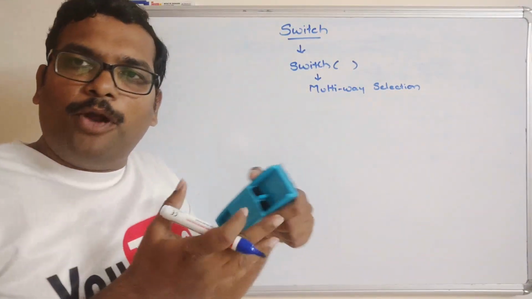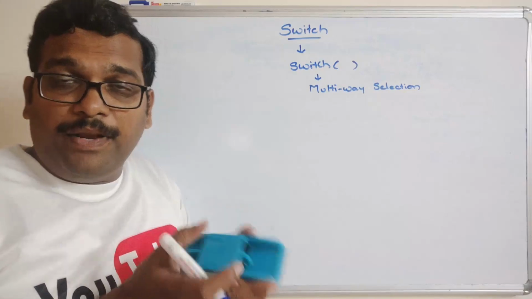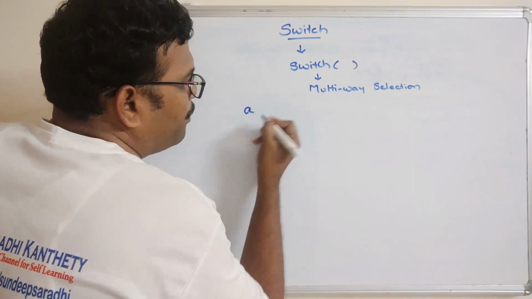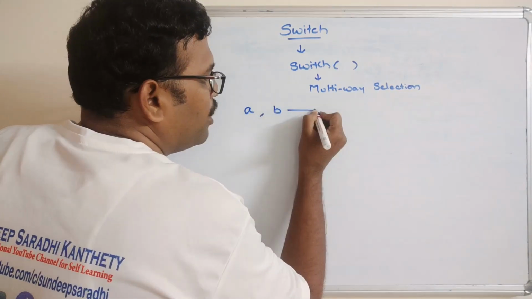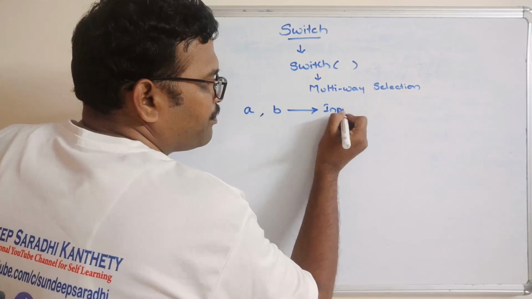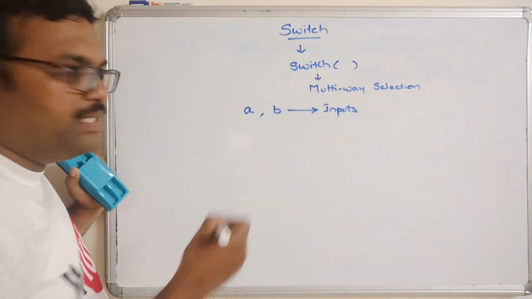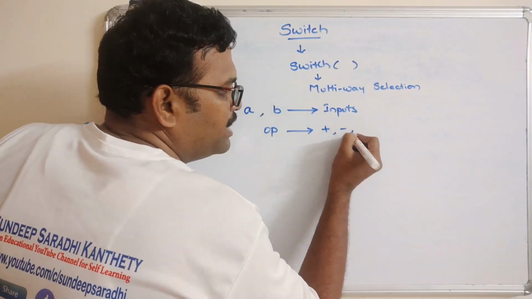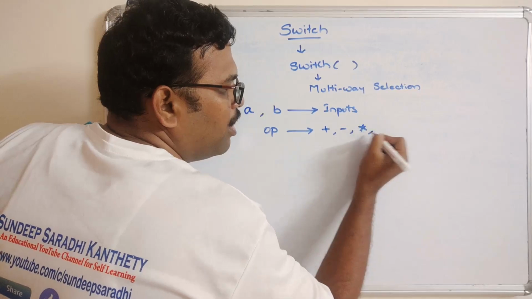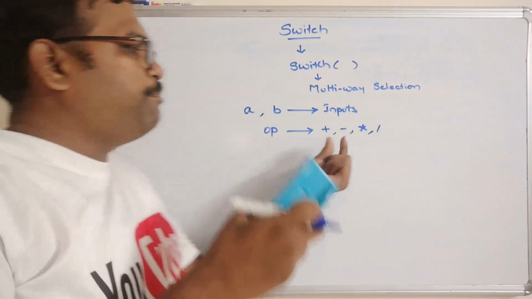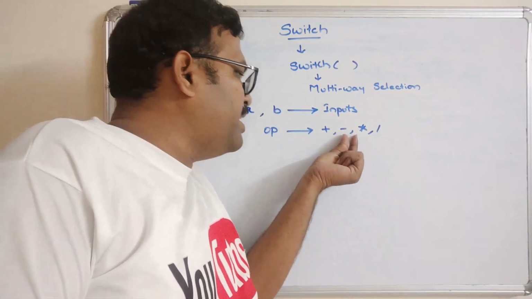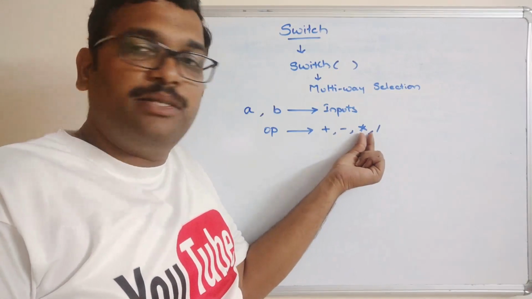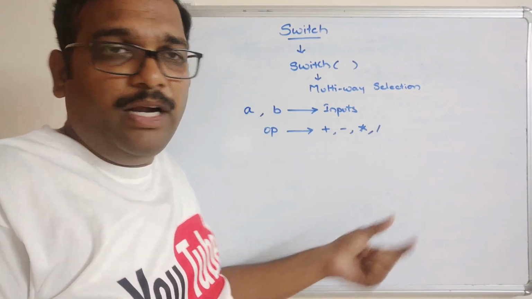For example, our problem is to perform the arithmetic operations, right? So here I need to take two operands, that means input variables, A and B, two inputs, and the third input is an operator OP. So here we can give either plus or minus or star or division. Based upon plus, the addition should be performed. Based upon minus, subtraction should be done, and if the input is a multiplication star, it should perform the multiplication and so on.